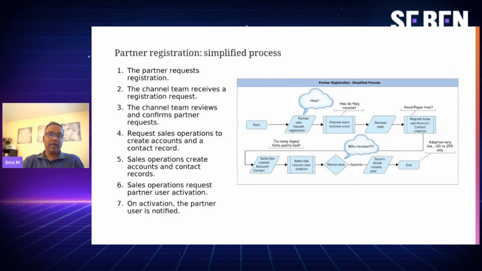You can just go to the whiteboard and draw it there during the workshops or conference room pilots, right? So the basic requirement is, if you see here, the partner request registration, and the channel team receives the registration request. So I put in each of the requests. The channel team reviews that, and the sales operations creates account and contact record.